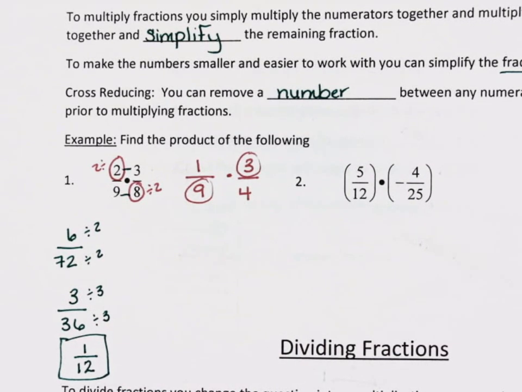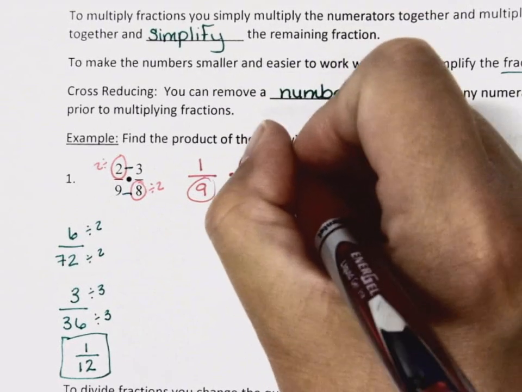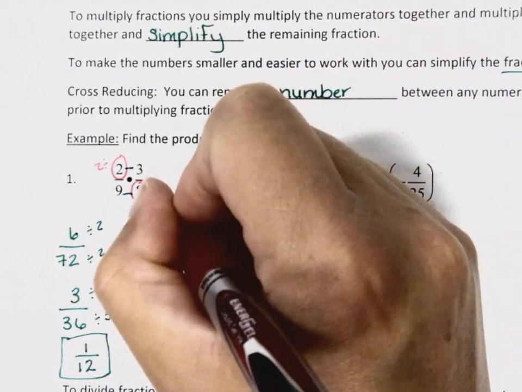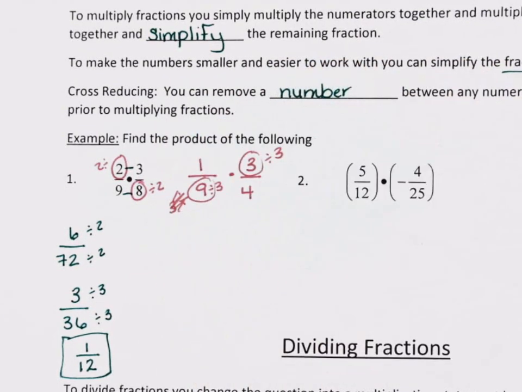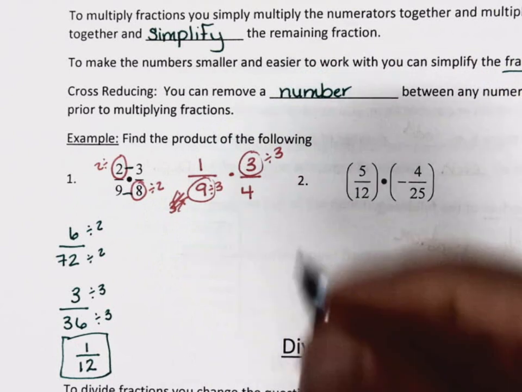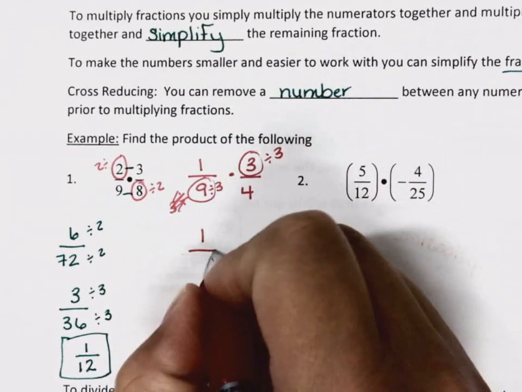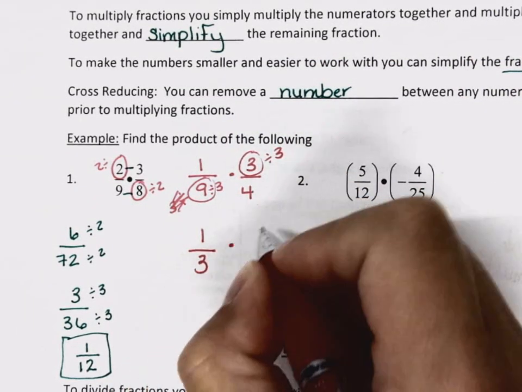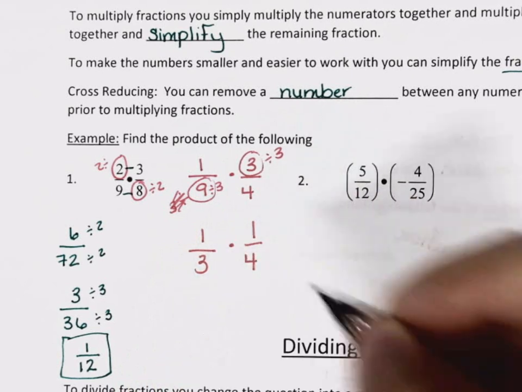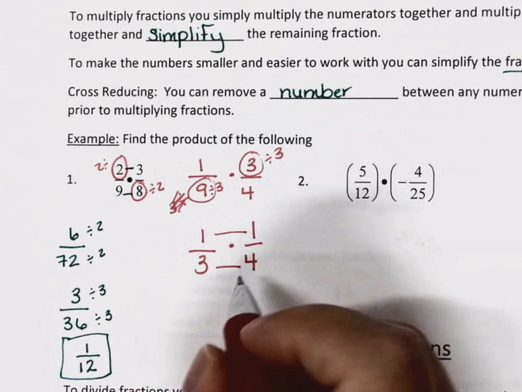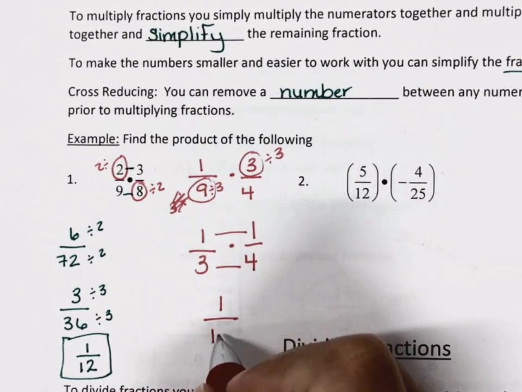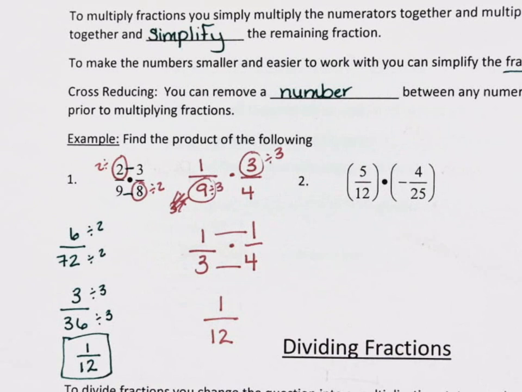They both share 3, right? So I can take out 3. And when I talk about taking it out, really I'm just trying to divide out the factor. So I'm going to have 1 over 3 times 1 over 4. And when you multiply those, straight across the top, straight across the bottom, you get the exact same answer.